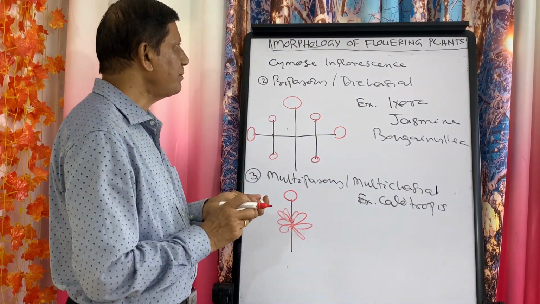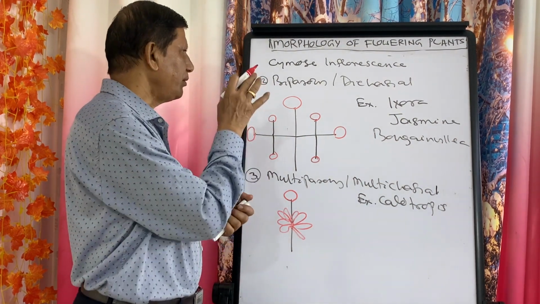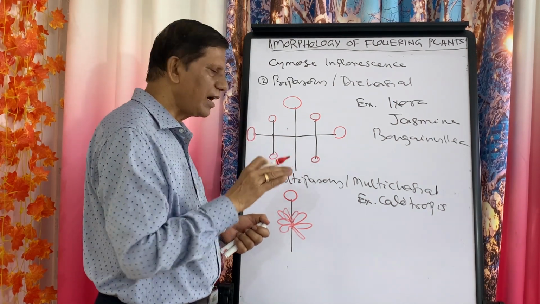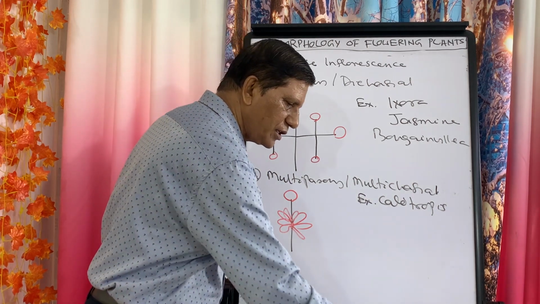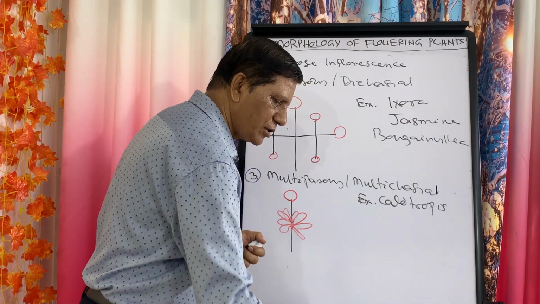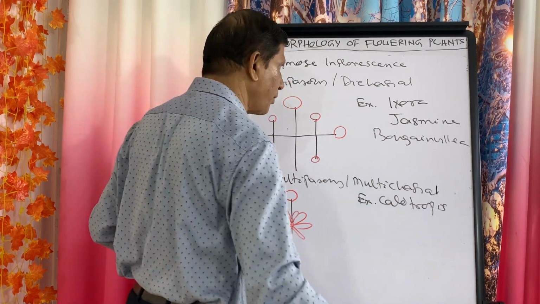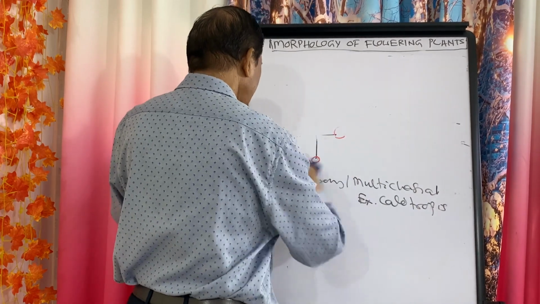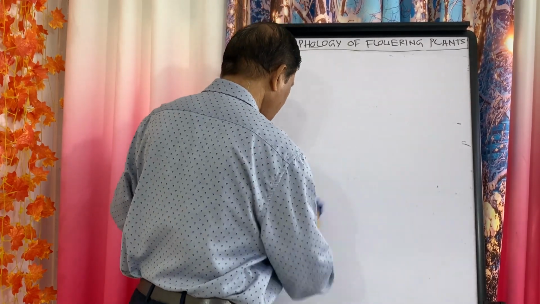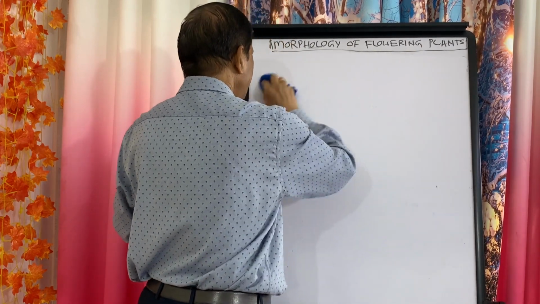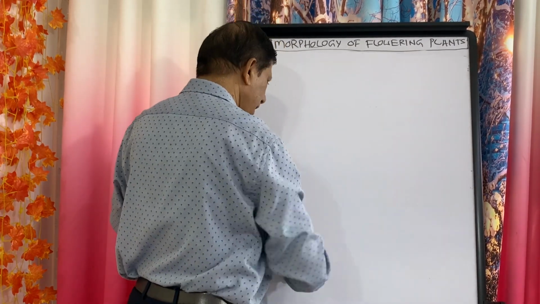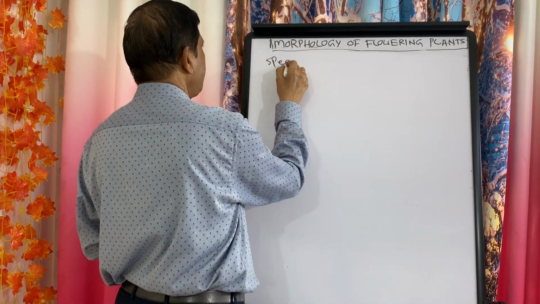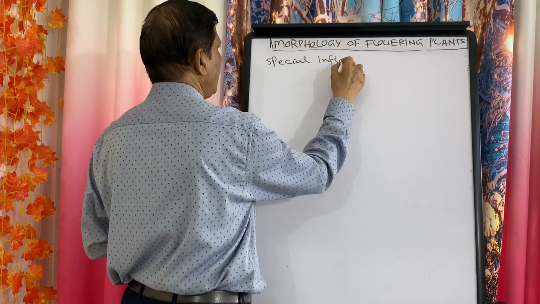So these are the different types of cymose inflorescence: uniparous, biparous, and multiparous, or we can call them unichasial, dichasial, and multichasial. Then, in addition to this cymose type of inflorescence, there are also some special types of inflorescence which are very important. There are three types of special inflorescence. One is cyathium, the second one is hypanthodium, and the third one is known as verticillaster.